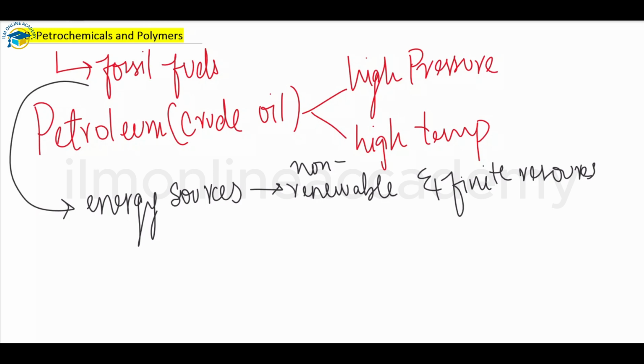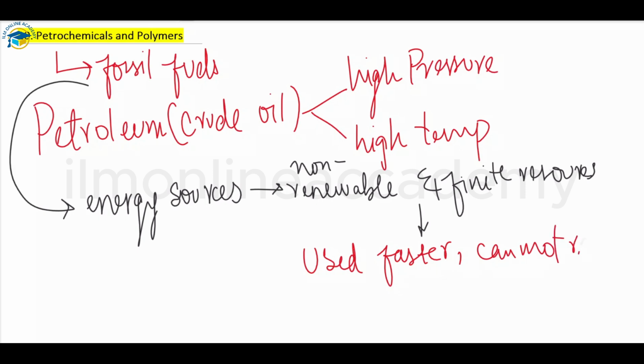So these are the energy sources that are used up faster, and they cannot be replaced. They are present in limited quantity and they are used faster and they cannot be replaced. These are known as the non-renewable energy sources and finite resources. That's why you call them the non-renewable and the finite energy sources. They are used up faster, and they cannot be replaced.